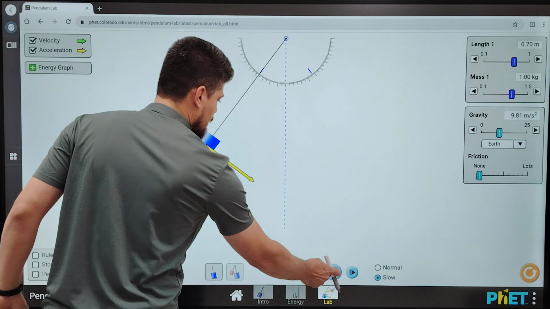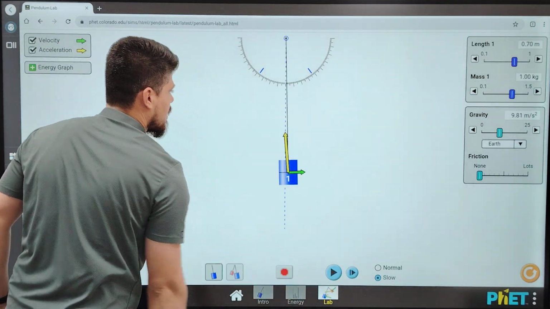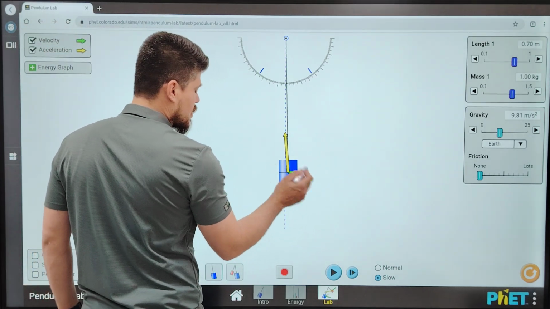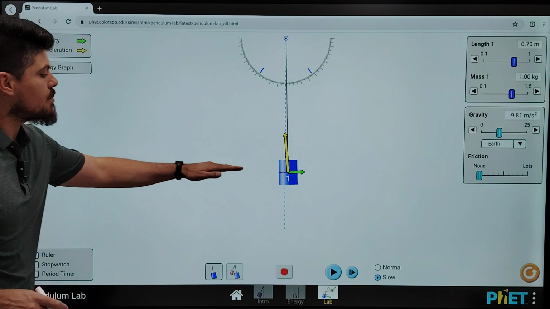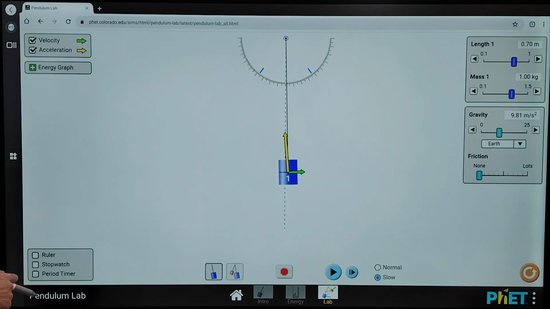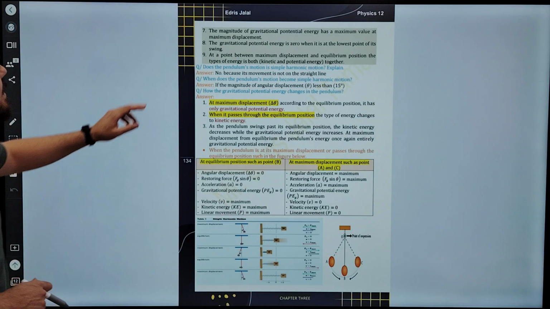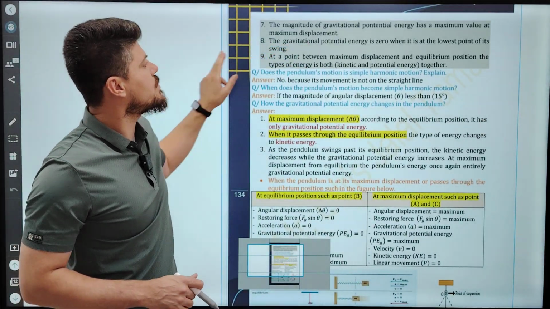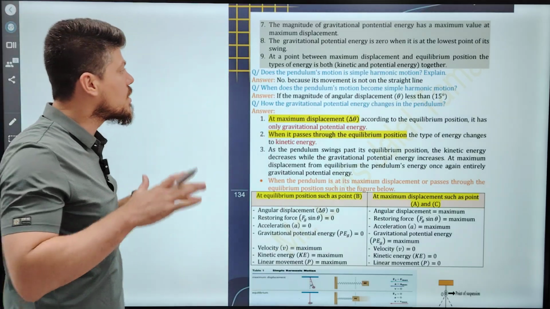Okay, let's go back to the video. But at equilibrium position, the restoring force becomes zero. At this point, restoring force is zero, but velocity reaches maximum value. The gravitational potential energy is also zero. The magnitude of gravitational potential energy has maximum value at maximum displacement. The gravitational potential energy is zero when it is at the lowest point, which is the equilibrium position.